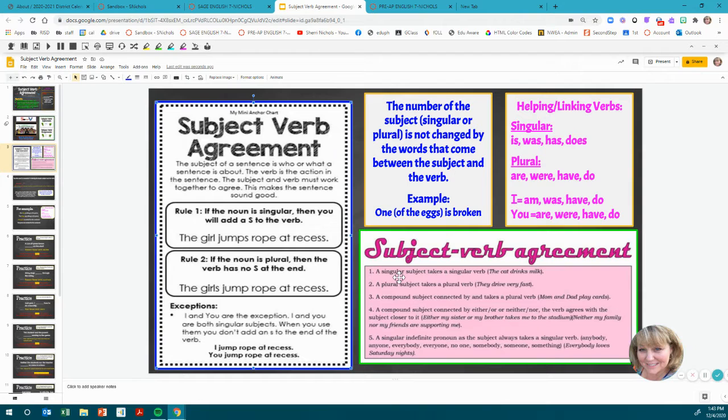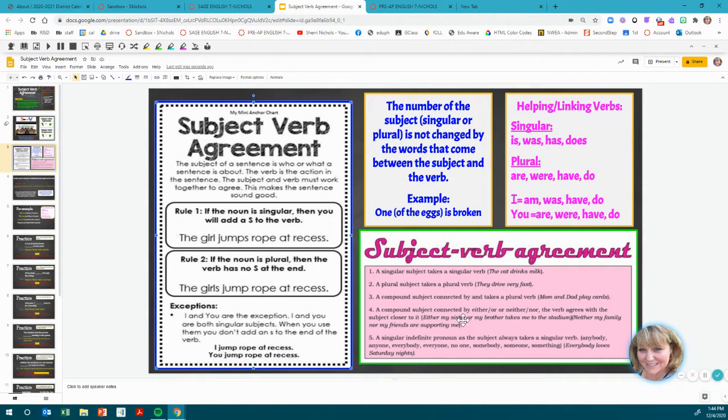Now, a singular subject takes a singular verb. The cat drinks milk. A plural subject takes a plural verb. They drive very fast. A compound subject connected by and takes a plural verb. Mom and dad. We're talking about 2 people, so it's plural. Play cards. A compound subject connected by either/or or neither/nor: the verb agrees with the subject closer to it.